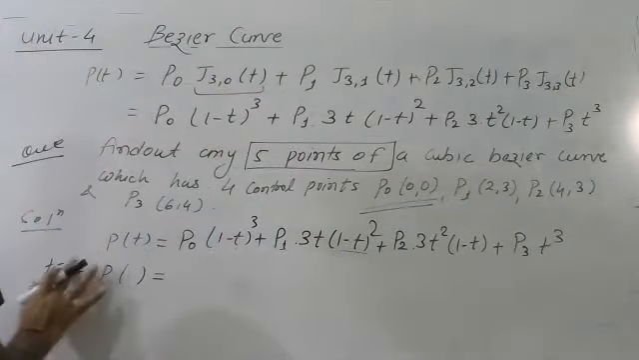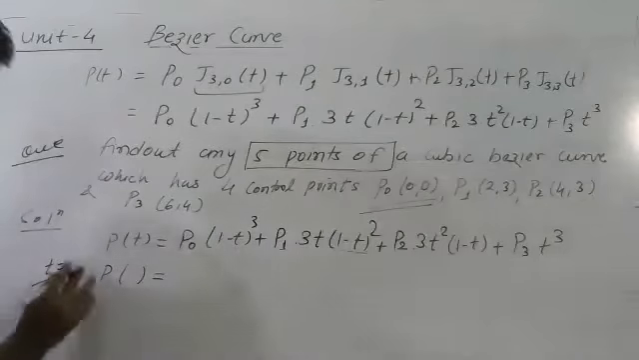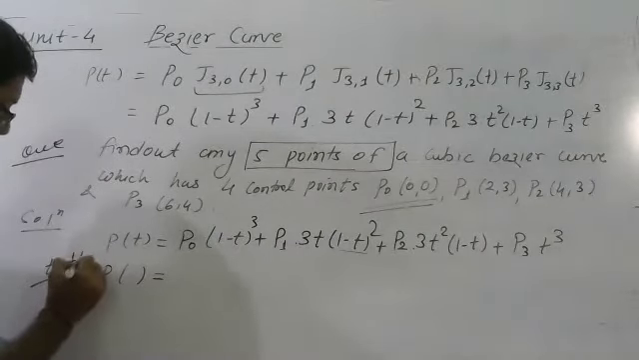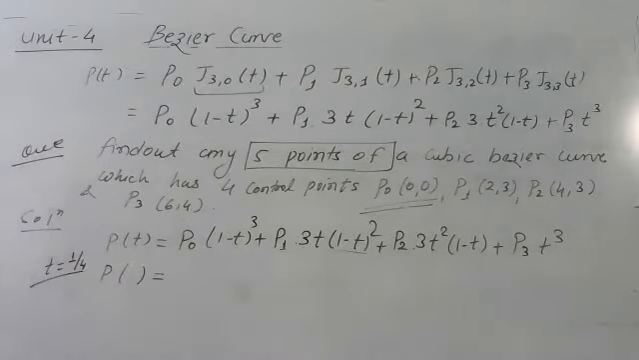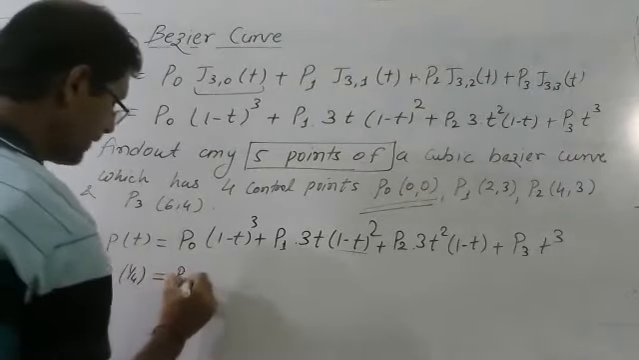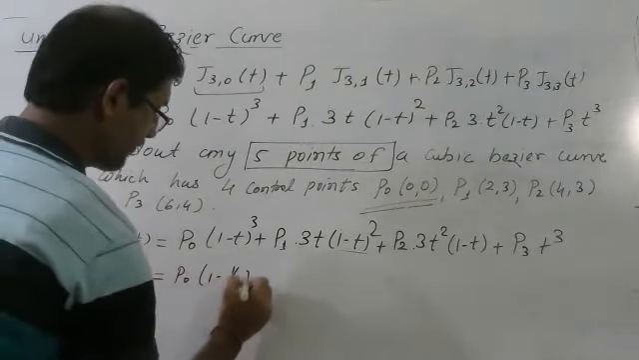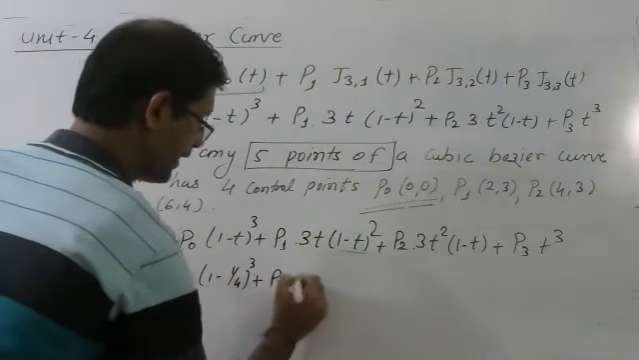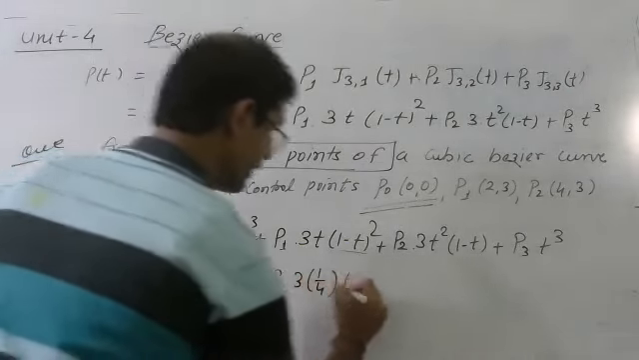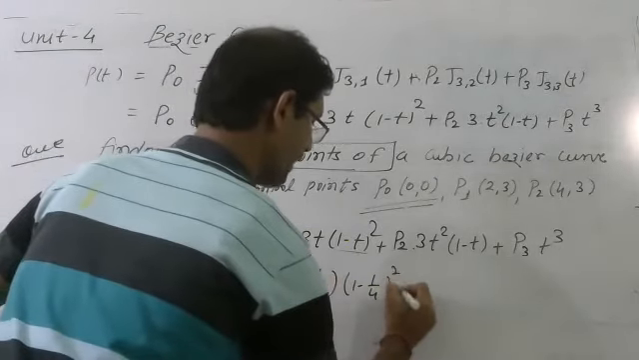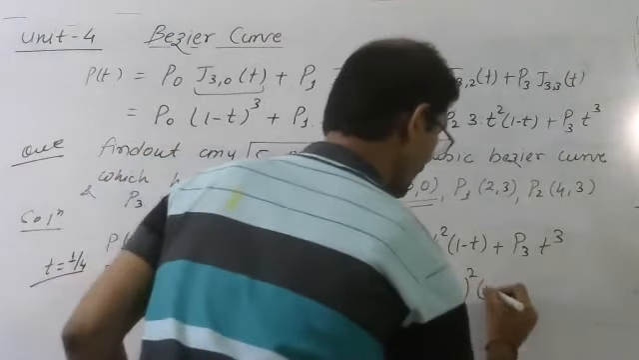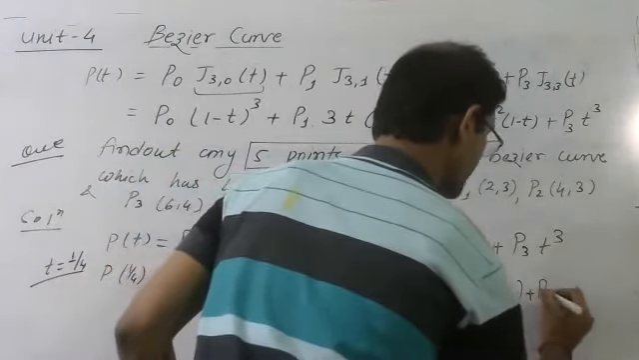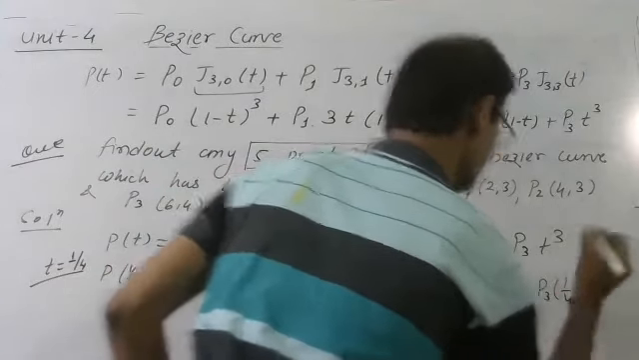Suppose I am taking another value, t equal to 1 by 4. So this will be P0 times (1 minus 1 by 4) cubed, plus P1 into 3 into 1 by 4, then (1 minus 1 by 4) squared, plus P2 multiplied by 3 times (1 by 4) squared times (1 minus 1 by 4), plus P3 times (1 by 4) cubed.